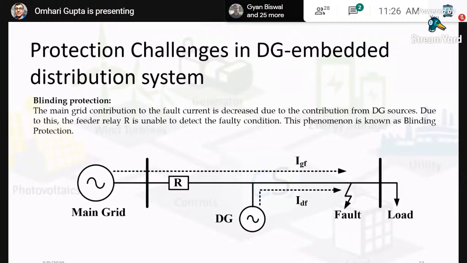And if the settings are such that the relay is not able to detect the fault, it will not be tripped. And if you have some relay situated here, this DG may sometimes remain connected, and that we call blinding of the protection.